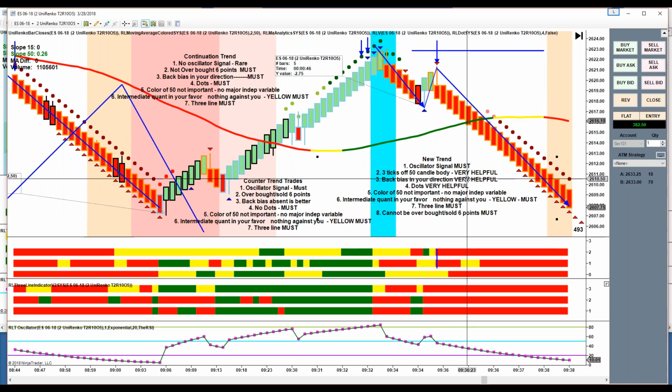So where you have discretion is on the amount of space you have from the candle body off the 50, either up above it for a long or off it to the downside for a short, whether or not you have the dots showing you the multi-time frame direction of the NASDAQ and the Russell. They're very helpful. And background bias is extremely helpful. But I don't want to say it's a must, because you can get some really good trades if you have the dots and you have the oscillator signal and you have the intermediate quant.